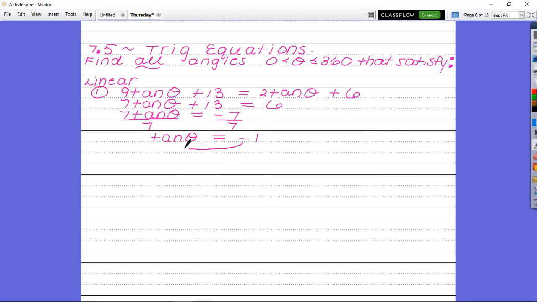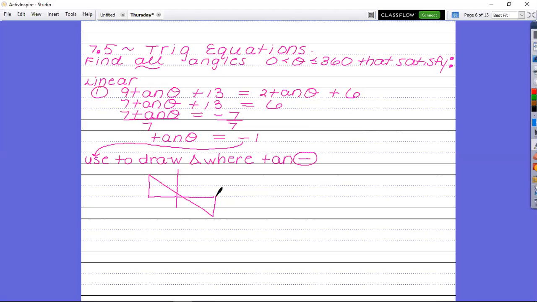So this. Use the negative to draw triangles where tangent is negative. That's it. So where is tangent negative? Which quadrants? Two, and the fourth. Okay, so you're gonna get 2 answers to this question.